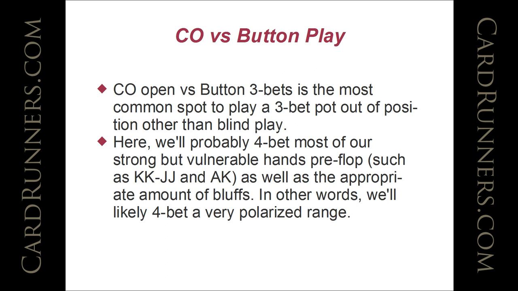Here, we'll probably 4-bet most of our strong but vulnerable hands preflop, such as kings and jacks and ace-king, as well as the appropriate amount of bluffs. In other words, we'll likely 4-bet a polarized range. So before we design our cutoff flatting range against a button 3-bet, which I'll talk about in just a minute, just know we're going to be 4-betting a very polarized range. That shouldn't really be that surprising. If our opponent 3-bets us, we want to 4-bet them with the really good and vulnerable hands, like kings to jacks and ace-king, as well as some bluffs.